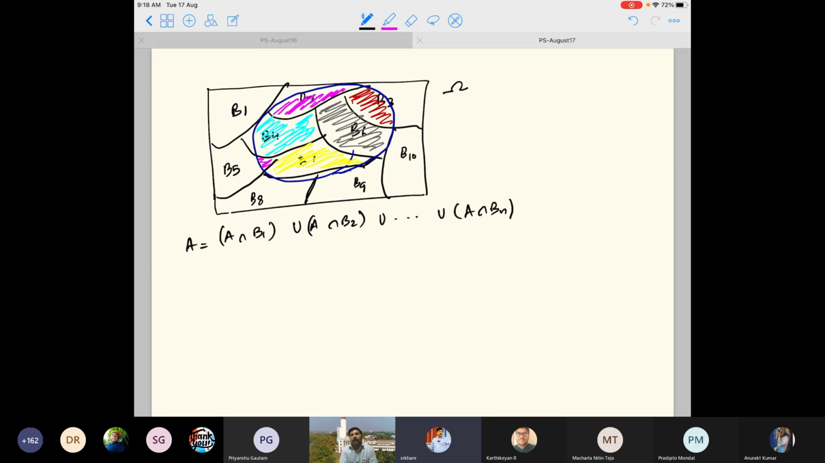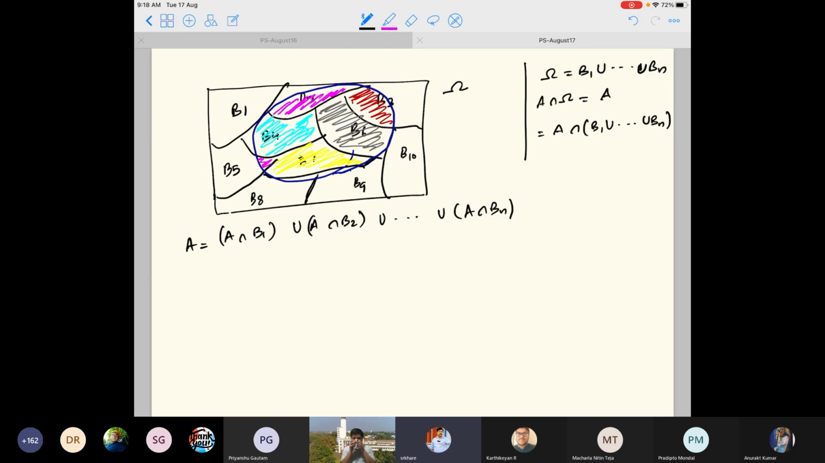That is how I have written my A, right? And why can I write this down? If you don't want to look at the Venn diagram, then what do you have? You have omega equal to B1 union up to Bn, right? Then A intersection omega, which is equal to A, is A intersected with B1 union and so on up to Bn. That will give you this set, right?